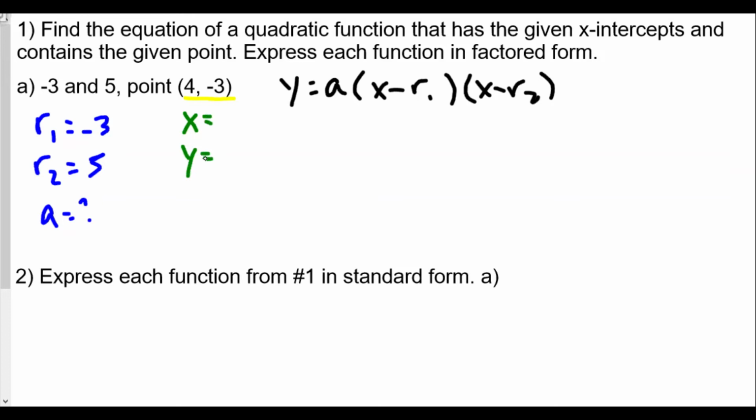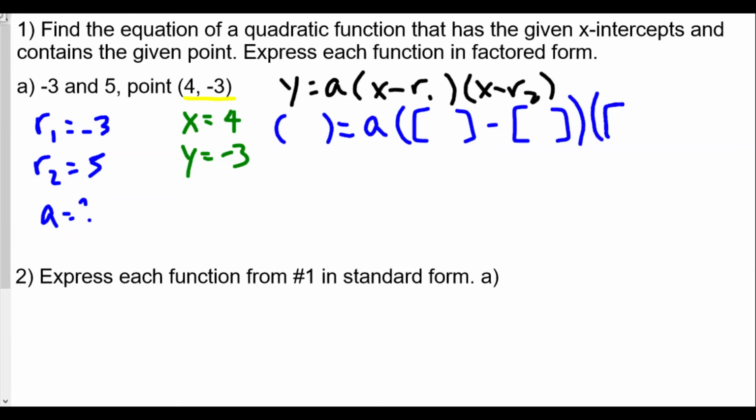Here, the x value is 4. It is the x value of the coordinate of the function. Now, is there another xy value? Of course, but this is the one they gave to us. And so the matching y value is -3. So now we're going to fill in our formula, y equals a times (x minus r1) times (x minus r2), and we're going to solve for a. So y is equal to a times parenthesis for the x minus r1, times parenthesis for the x minus r2.